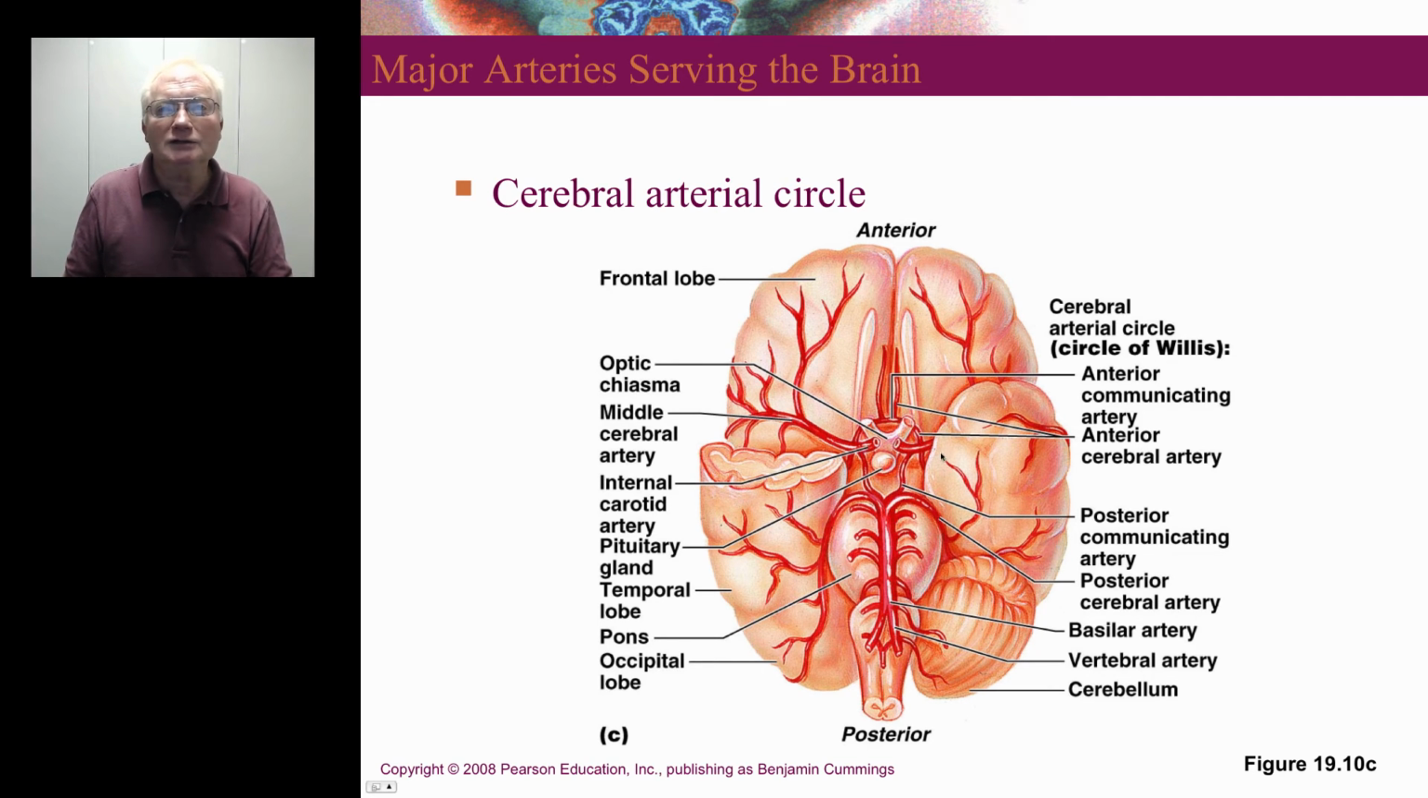After the circle of Willis, coming away from it, are some smaller named arteries, the anterior cerebral artery, the middle cerebral artery, and the posterior cerebral artery. Those are end arterial circulations, and occlusion or blockage of one of those arteries does lead to ischemia, infarction and death of that region of the brain. There is no collateral circulation to supply an alternative to the anterior, middle, or posterior cerebral arteries.